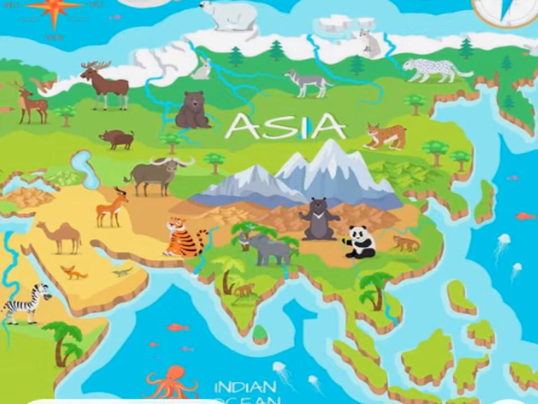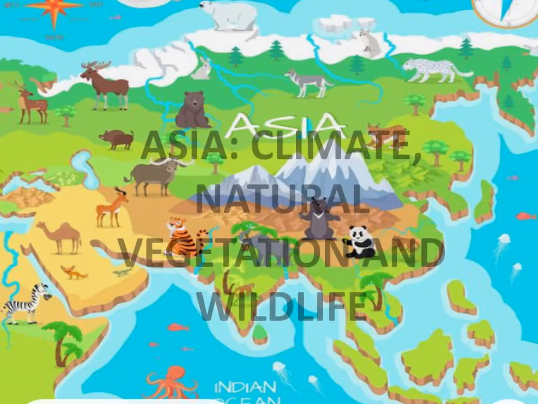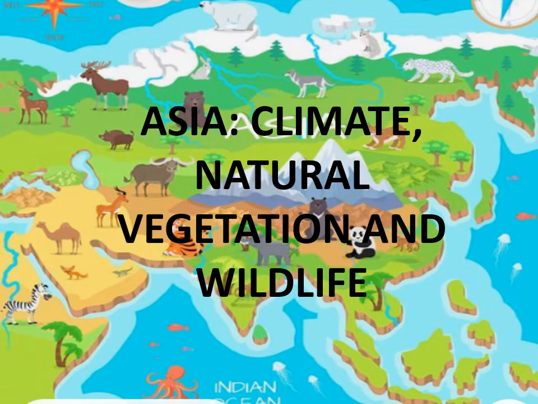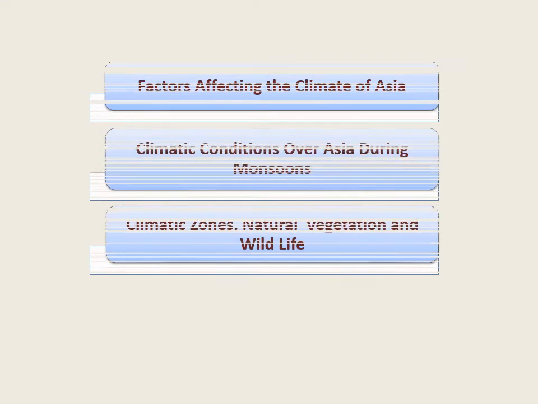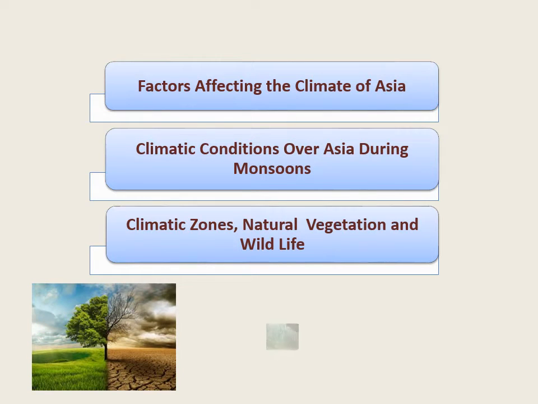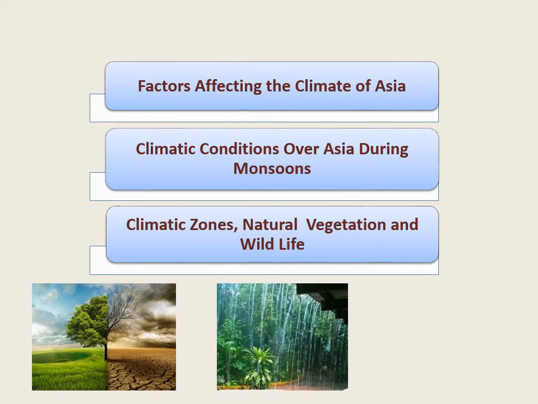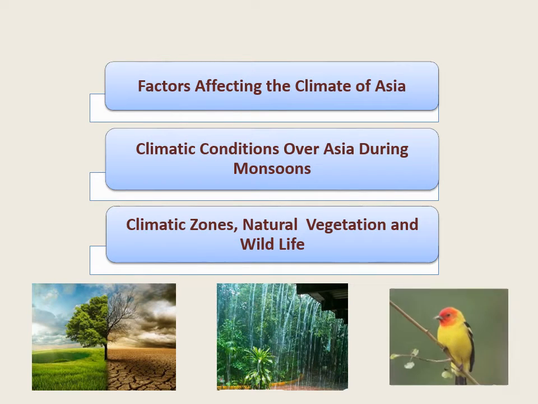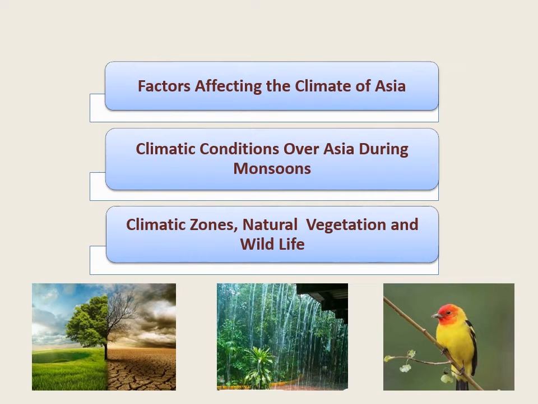Good morning, everyone. Today we are going to learn about Asia, its climate, natural vegetation, and wildlife. The topics which we are going to cover today in brief are factors affecting the climate of Asia, climatic conditions over Asia during monsoons, climatic zones, natural vegetation, and wildlife.